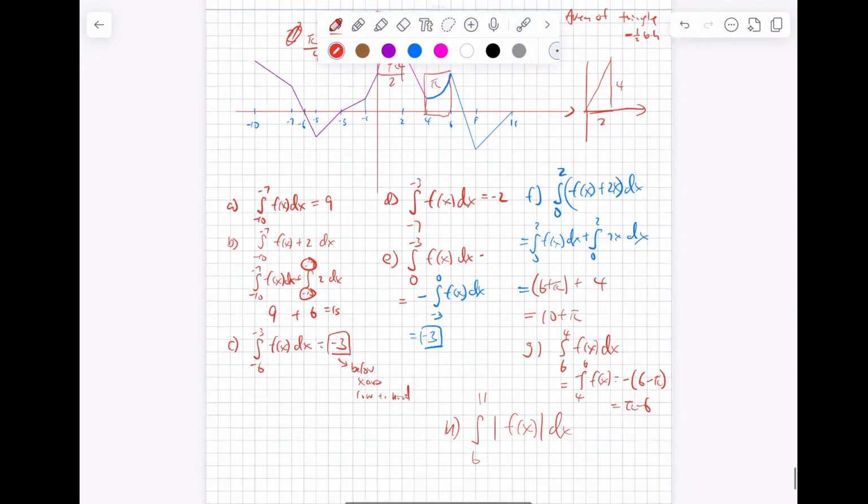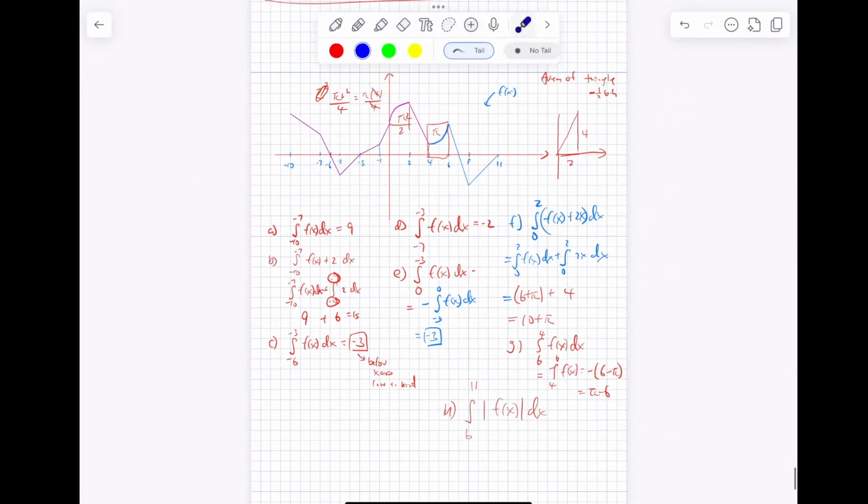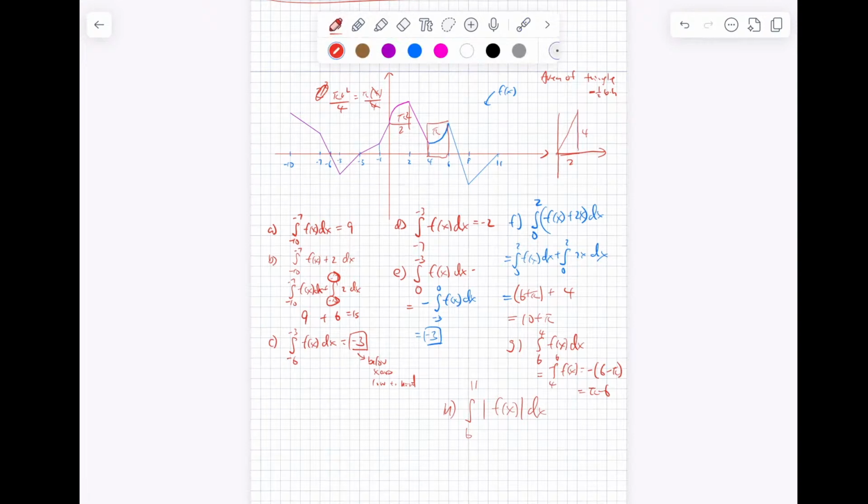Okay, for the last one, absolute value. The absolute value of this graph is going to make this part go back up, because the negative region is going to invert across the x-axis. So this will end up being 3 over 2 plus, here is going to be 4 and 3, so it's going to be 6. So it's going to be 7.5.